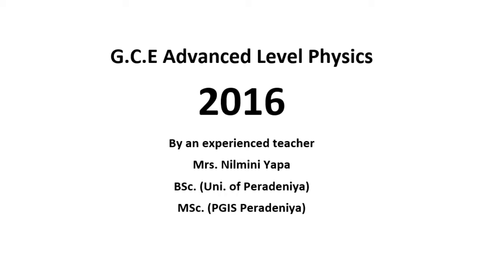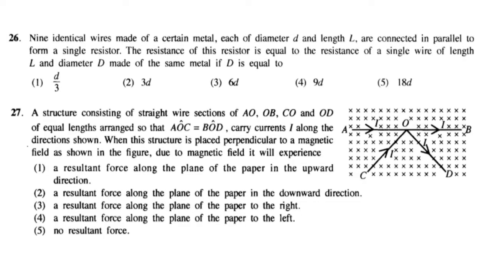In this video, we discuss the questions from 26 to 50 of 2016. Question number 26: 9 identical wires made up of the same metal, each of diameter D and length L, are connected in parallel to form a single resistor. The resistance of this resistor is equal to the resistance of a single wire of the same length and diameter capital D. They are asking for an expression for capital D.